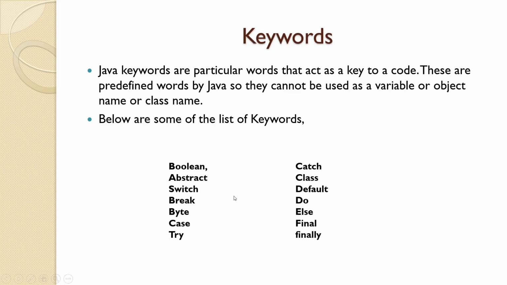And even try: try-catch, while handling exceptions. Whatever keys they have used, we cannot use them for any of our variables, object names, or class names. So these all: try, catch, finally, and final, else, do. All the control statements also use lots of keywords. So these are all keywords Java has already given. Not only these, there are lots of them. Some below are some of the list of keys. So this is all about the keywords.